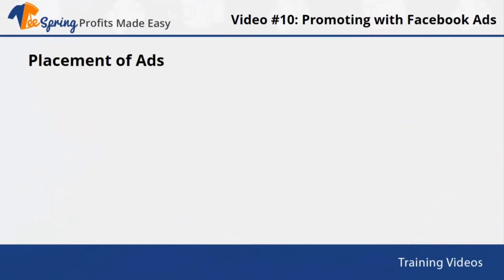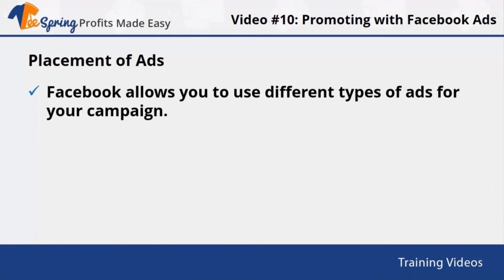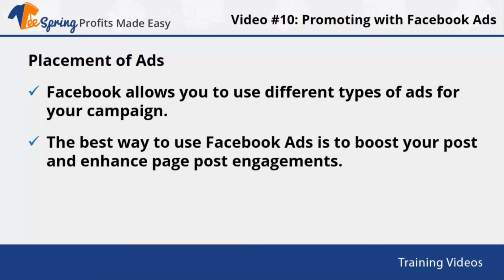Placement of Facebook ads. Facebook allows you to use different types of ads for your campaign. Each ad always has a specific objective, which could be to encourage clicks to a website, encourage website conversions, enhance like campaigns, and boost page post engagement, among other objectives. The best way to use Facebook ads is to boost your post and enhance page post engagements. The idea behind boosting your posts is to fuel the engagement to a particular post on your fan page. Engagement involves shares, comments, and likes.